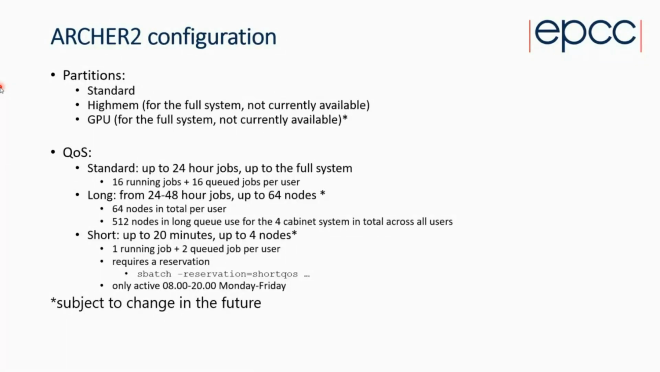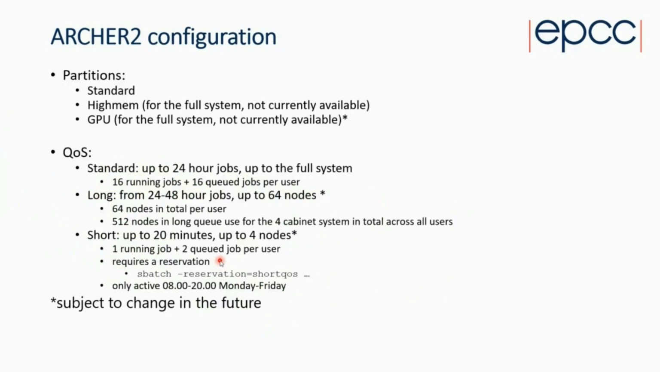So we'll update the documentation online to get that there. But effectively, it's just a normal job, but instead of your QoS equals standard, your QoS equals short, and reservation equals short QoS. Sorry, those two are a little bit complicated, the long and the short, but generally should be easy to use. And then there's limits on what you can submit. So on the standard queue, you can have up to 16 running jobs and 16 jobs queued. So you can have 32 jobs in total, but only ever 16 at any one time running. And on the short queue, you can have 1 running job and 2 jobs queued per user.